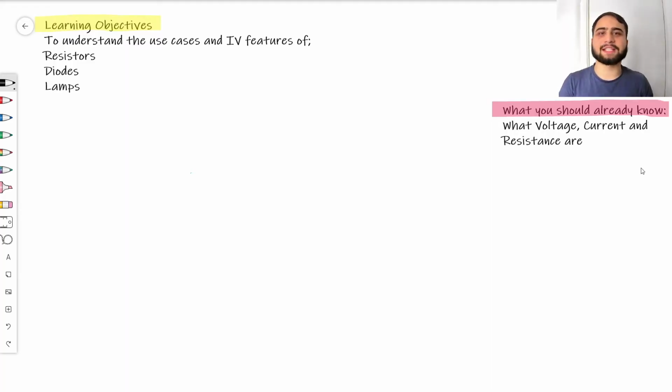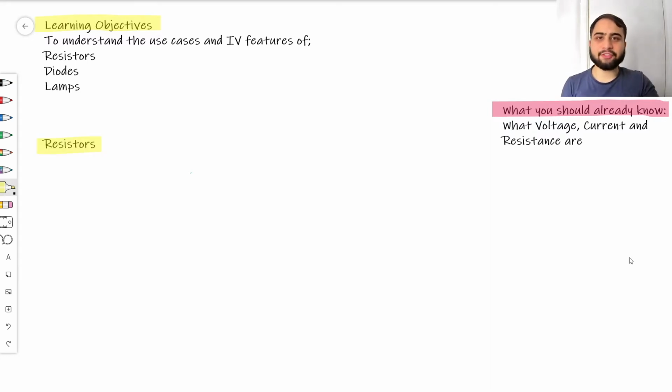My name is Minim and today we're going to be looking at the IV, so current voltage graphs of resistors, diodes and lamps. Okay, so something that you really need to know are what voltage, current and resistance mean. If you're not too sure about that, please go back to my older videos and have a look at those. If you are, let's get right into it.